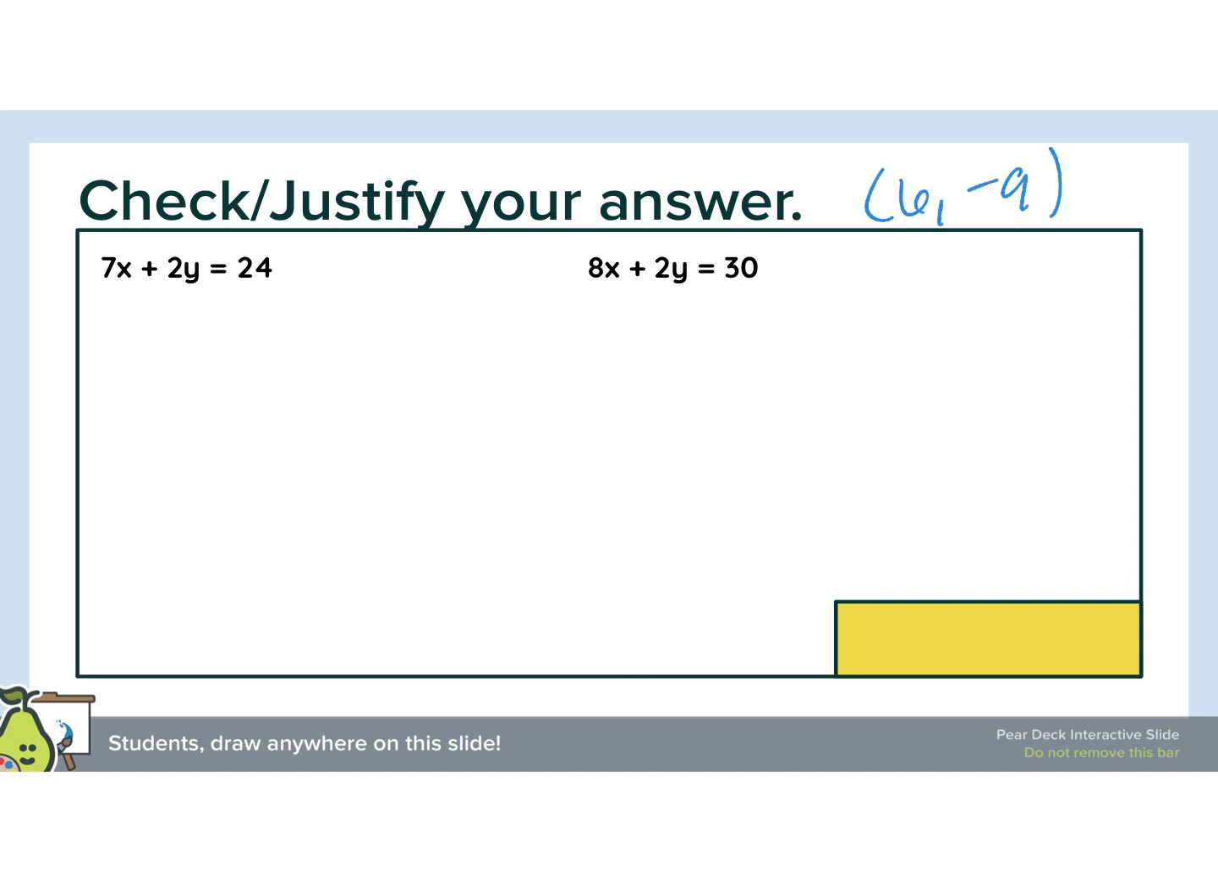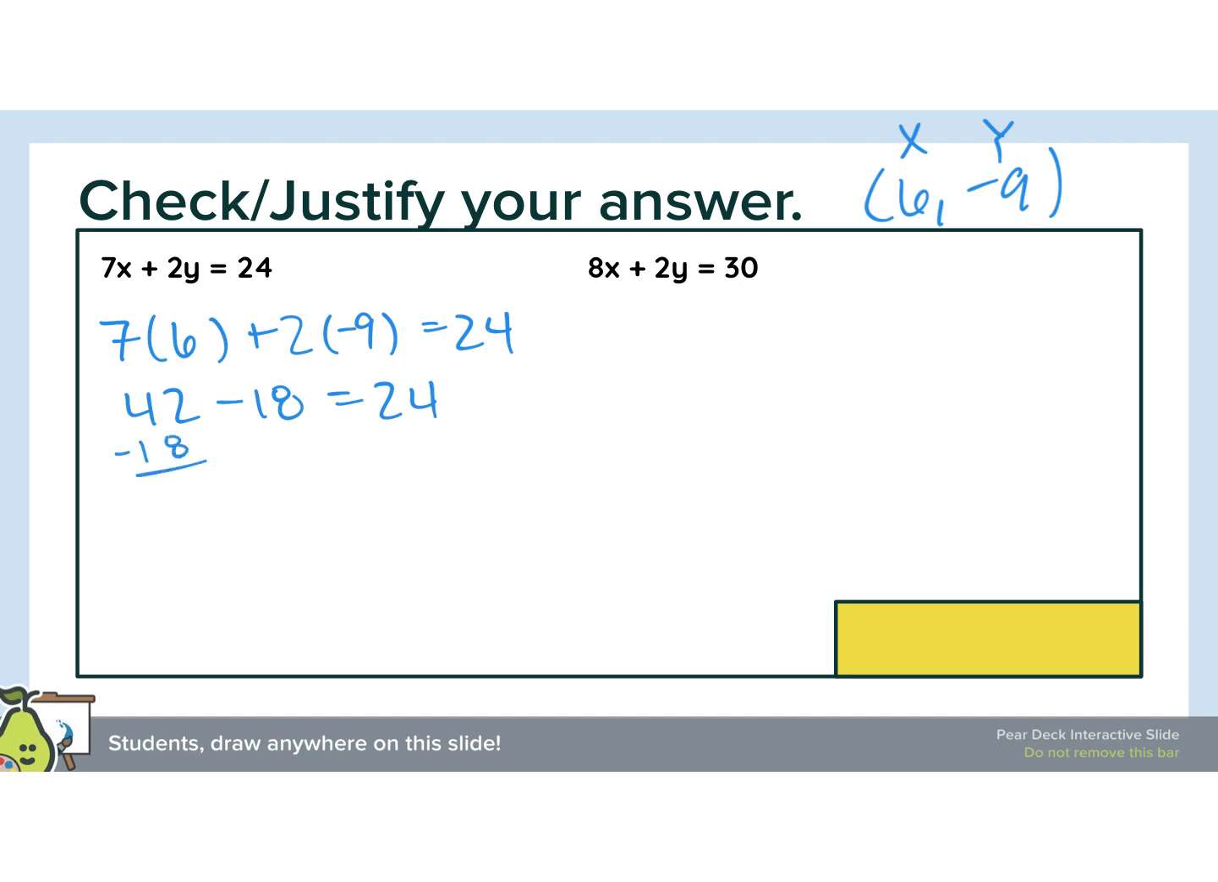Let's check to see if we did that correctly. 6, negative 9. First number is x. Second number is y. Plugging in everything inside parentheses to see if we get 24 on both sides. X is 6, y is negative 9. This is 42. This is negative 18. Let's subtract. 12 minus 8 is 4. Okay, the first one checks out.